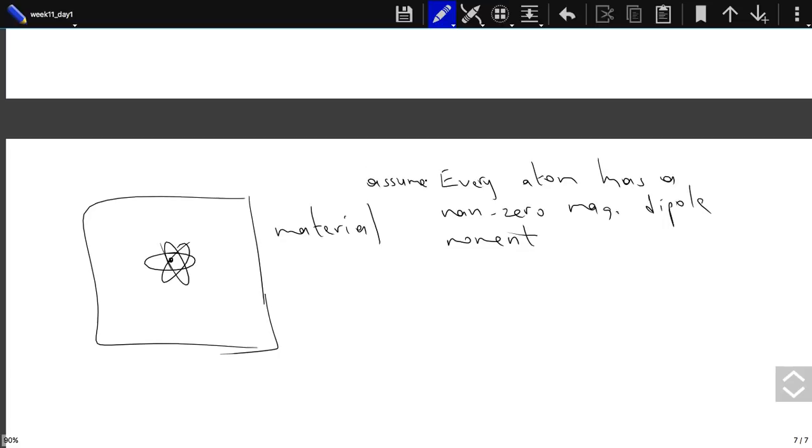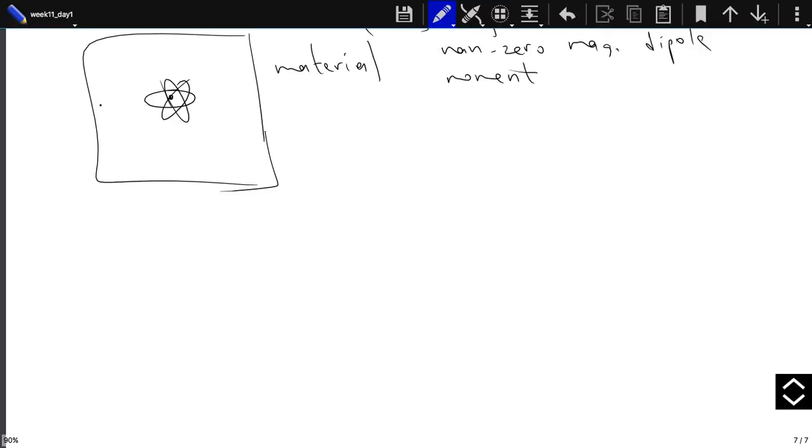This is our assumption. We pick up a material whose atoms, or the molecules making up our material, have a magnetic dipole moment which is non-zero. And now we put this in a magnetic field. So our material is just a collection of magnetic dipoles.